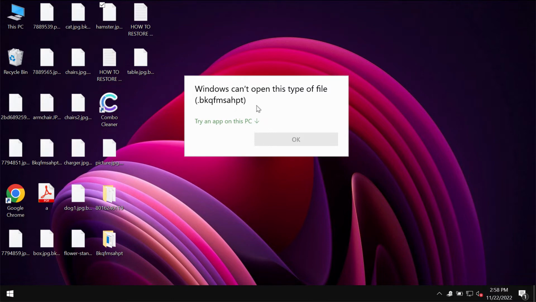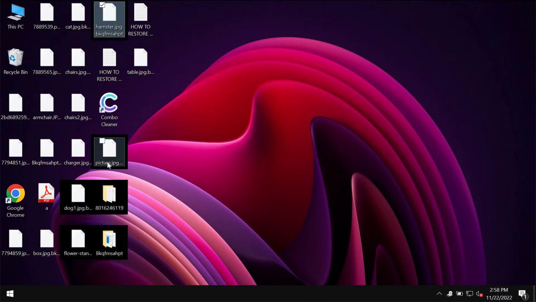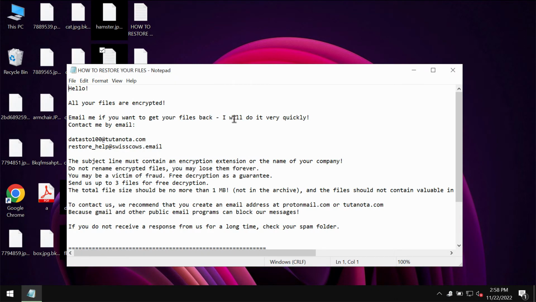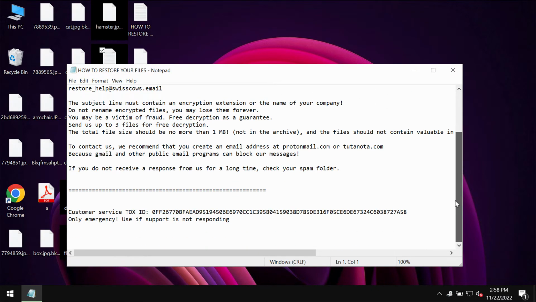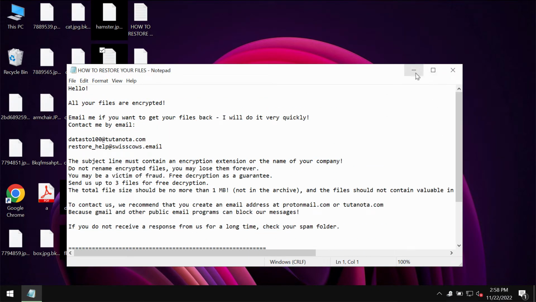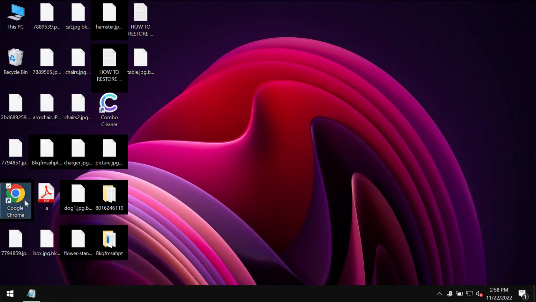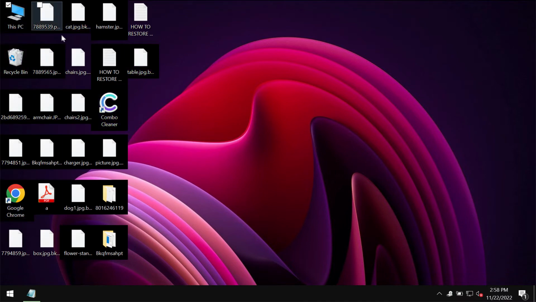Bkqfmsahpt extension to the files, and it tells the victims that they should pay a special ransom in this ransom note. But paying the ransom is not a good idea. Don't pay it, don't waste your money. If you pay the ransom, there is no guarantee that your data would be recovered. So stay away from paying that ransom.